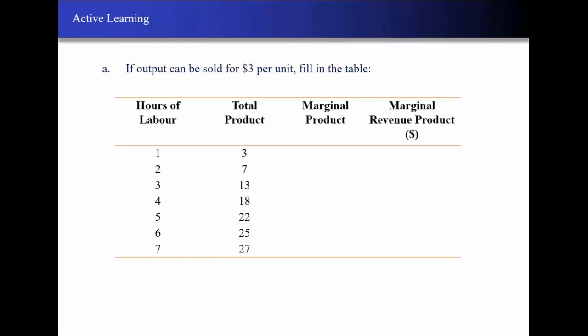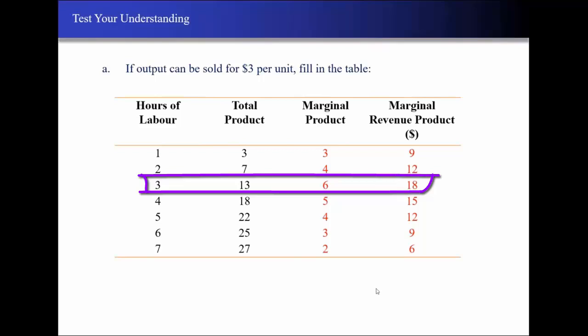Okay, let's just do an active learning question. So first of all, what's the marginal product here of the third worker? So it's 6, right? It's going to be 13 minus 7. And so what's then the marginal revenue product of the third worker? So it's going to be 6 times 3. Okay, so it will be $18.